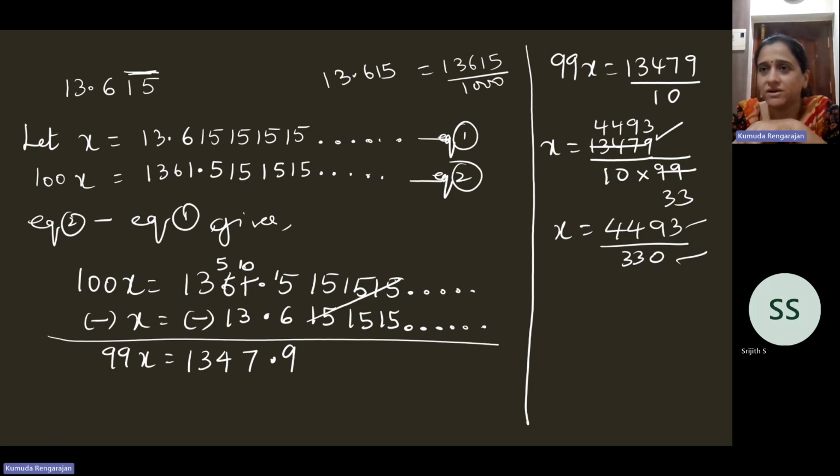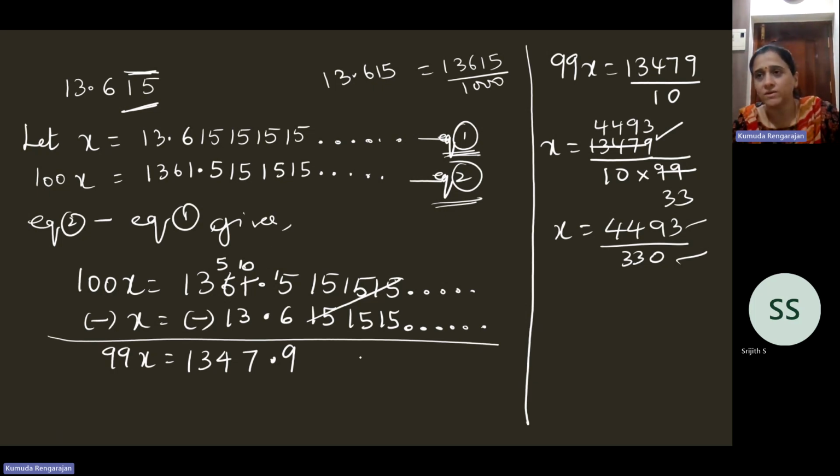So the number is 100, because 2 digits are repeating, 1 and 5. We assign the given number to X. Let X be equal to the given number. Then find 100X. Call this equation 1 and 100X equation 2. Then you should perform equation 2 minus equation 1.